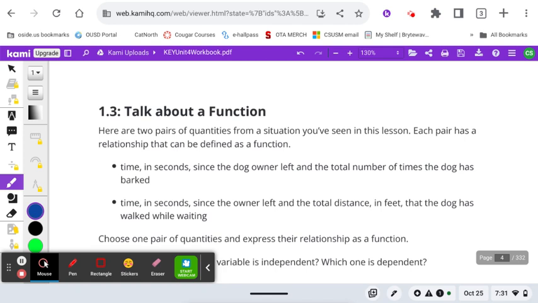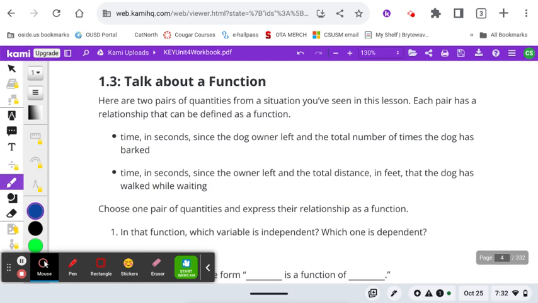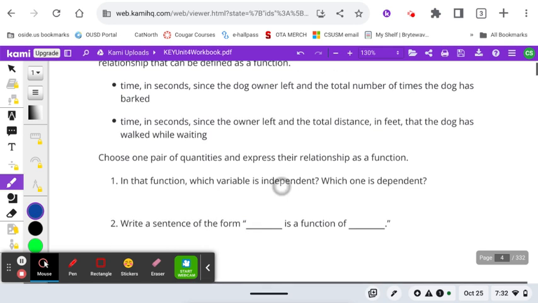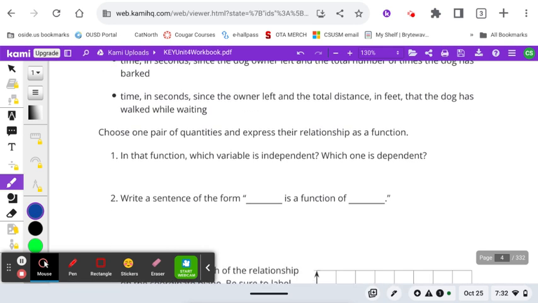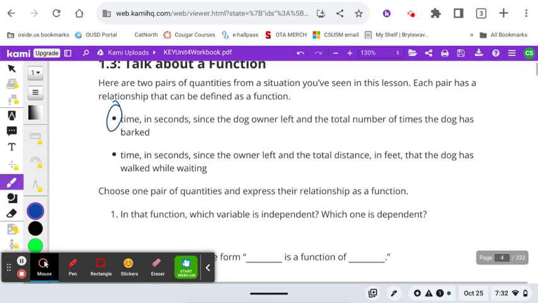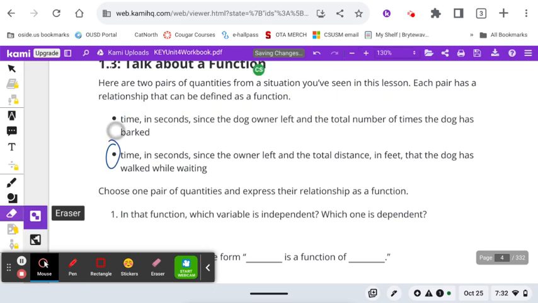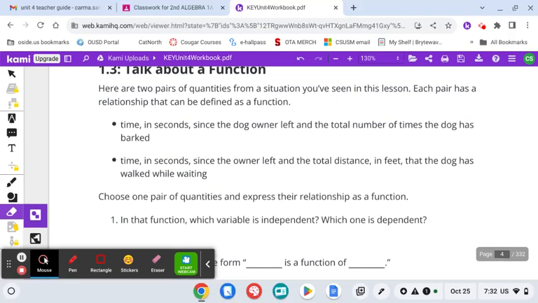All right, let's talk about this function. So the two pairs of quantity from the situation we saw, each pair has a relationship. Time in seconds since the dog owner left and the total number of times barked, or the time in seconds since the owner left and the total distance in feet that the dog has walked. In that function, choose one pair of quantities. So by the way, you're going to pick either the first one or the second one. So if we want to say the first pair of quantities, let me go ahead and type some sample responses in here.